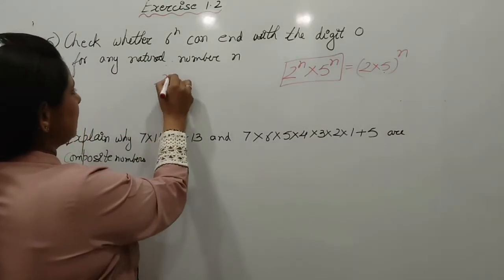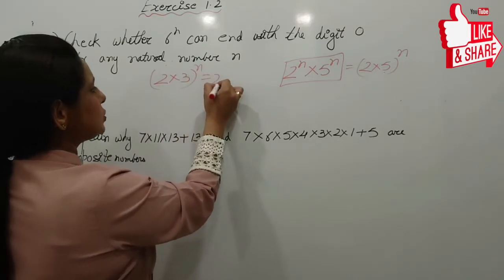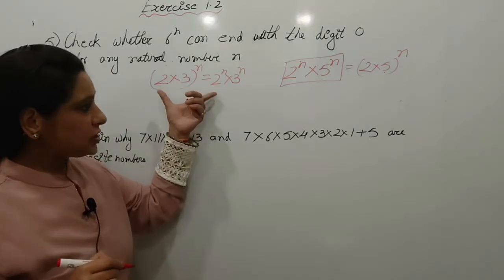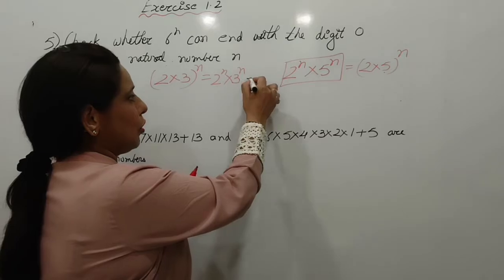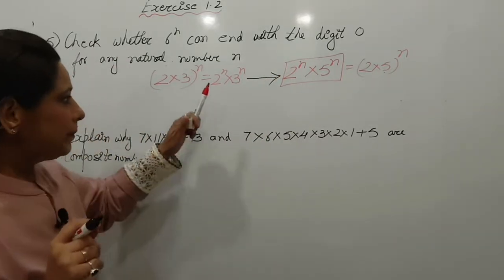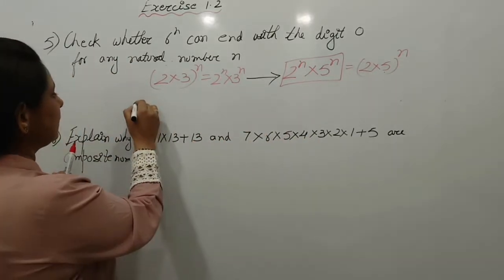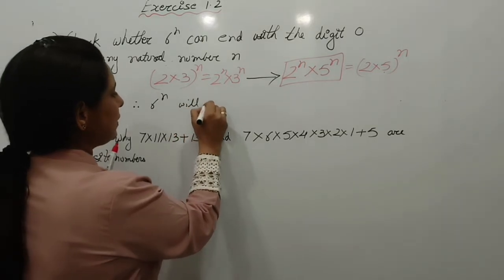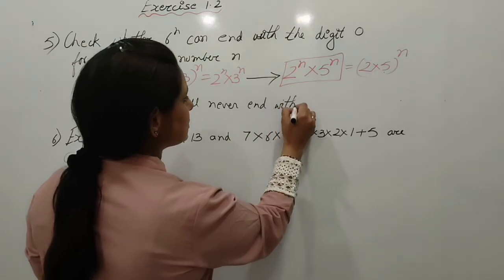6 raised to n is 2 into 3 whole raised to n, that means 2 raised to n into 3 raised to n, which does not match our criteria of 2 raised to n into 5 raised to n. What is missing in this? The 5 raised to n is missing, so you will write, therefore, 6 raised to n will never end with 0.